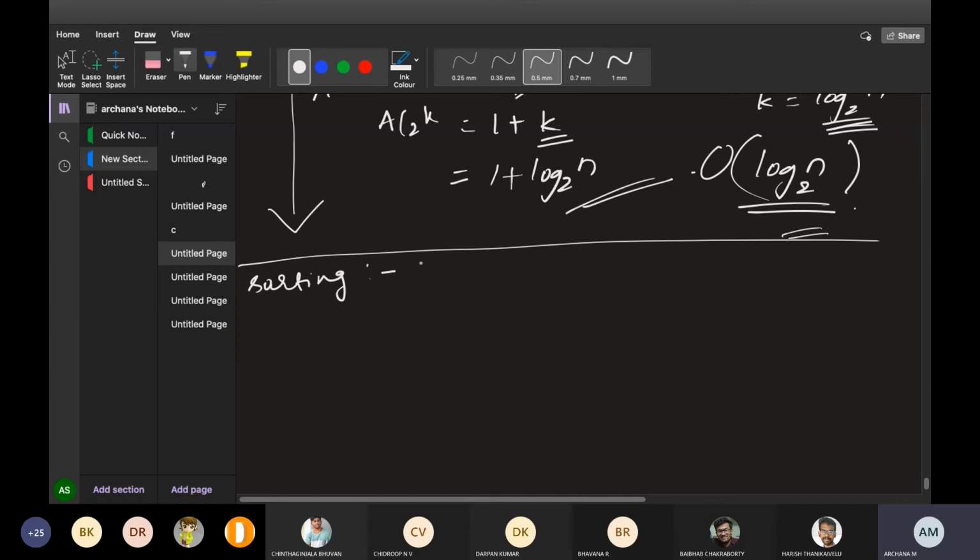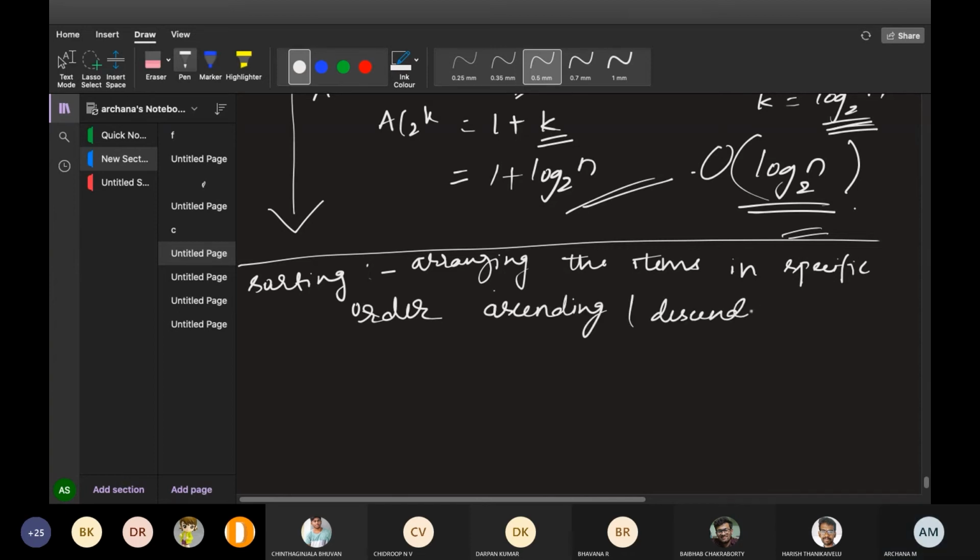Some numbers are given. Sorting is arranging the items in a specific order, and that order can be either ascending or descending. Whatever the order, that is known as sorting. Okay, this is known as sorting.